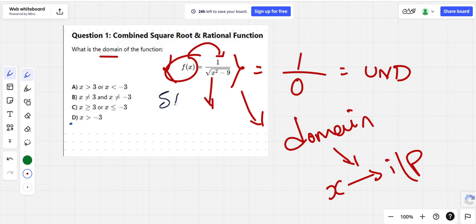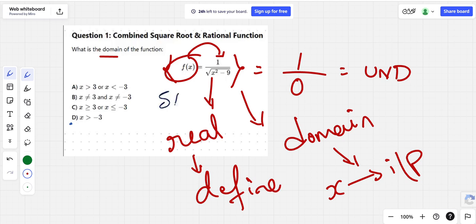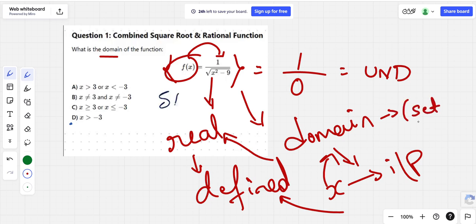Valid output means something real, a real number, or some kind of defined value. If the value that you choose for x produces a defined value or a real number, then you're going to call those values belonging to the domain. So the domain is practically a set of values where they produce an output that makes sense. So that's how the domain works.